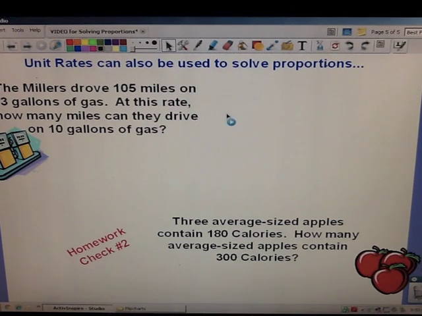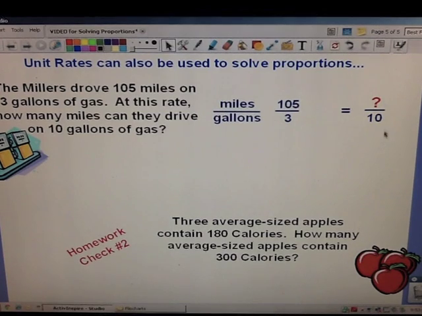So we're going to set up our proportion like we normally do. Do your units first. We're talking miles to gallons, so miles to gallons. The rate that we're given is 105 miles, so that's going to go at the top, in the numerator. And the 3 gallons of gas will go in the denominator. And then we're given 10 gallons of gas, and we want to know how many miles can be driven. Normally, from right here, we would go ahead and find the scale factor.